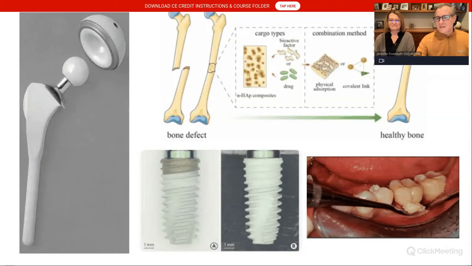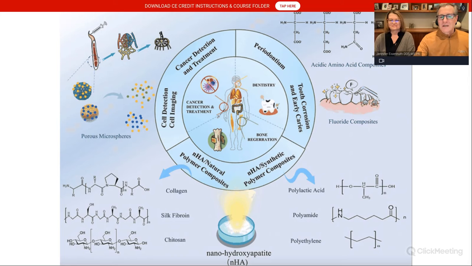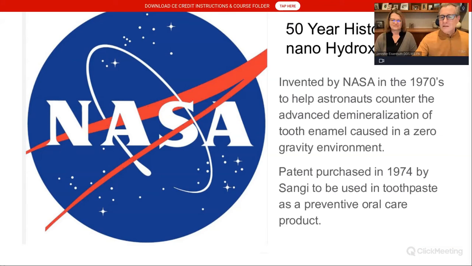What's interesting about this is nano hydroxyapatite is also used today in both cancer detection and cancer treatment. So once again, hydroxyapatite and nano hydroxyapatite, even though for today's purposes, it might be a material that's fairly new to you, it's growing in popularity. It's not going to go away. You're going to see more and more applications for it. But I think the interesting thing to look at is where did this all start? Where did nano hydroxyapatite start from?